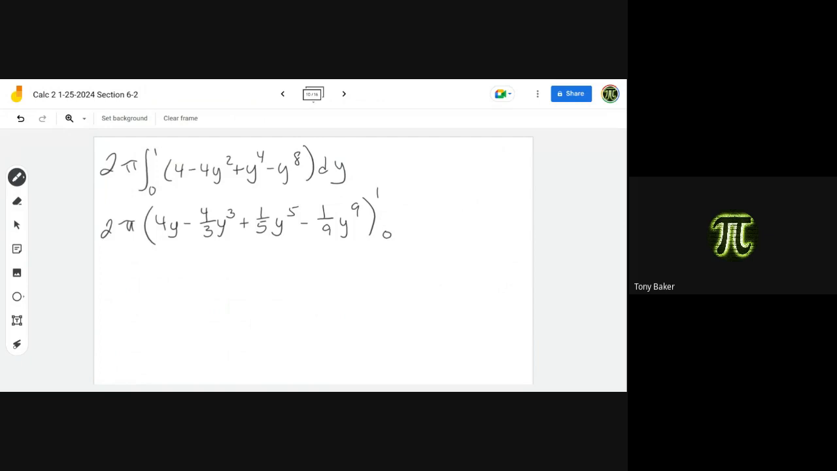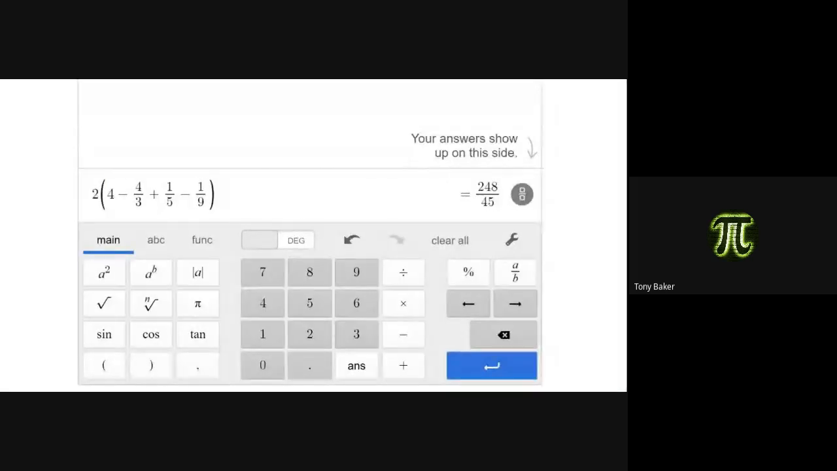Which is 248 over 45. And then times 2 pi. I literally just put it in, and then I can click the little button right there, and it changes from a decimal to a mixed number or a proper fraction.